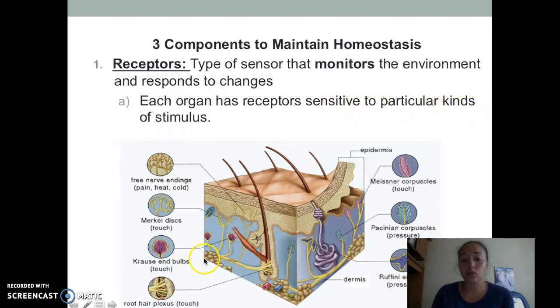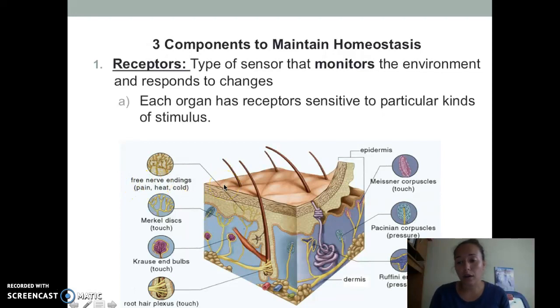So I use the example of skin here. So you have the integumentary system. And you see all the different receptors. So the receptor we're going to talk mostly about today is going to be the free nerve endings, which respond to pain, heat, and cold. Because the set point, for an example I gave you, was 98.6 degrees Fahrenheit as the set point for temperature. That receptor is for temperature, so that's going to be free nerve endings.